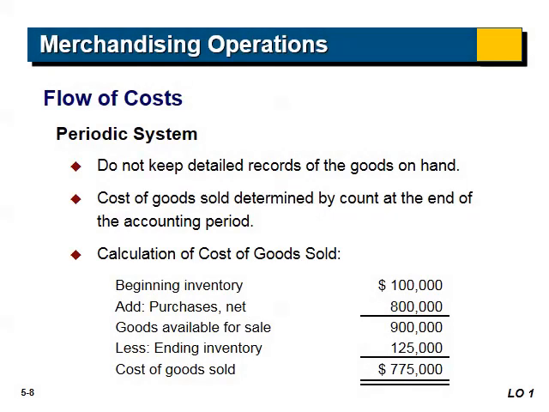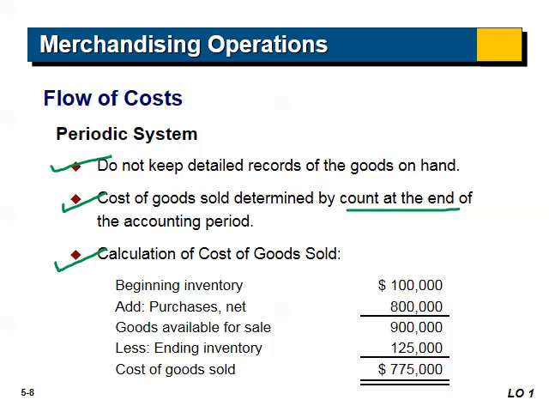A periodic system does not keep detailed records. The only way that you can figure out your cost of goods sold is by a count at the end of the period. They call that a physical inventory count. And so then to get cost of goods sold, you're going to have to compute it. So it's a little bit different. You have to calculate it versus just being in your records.